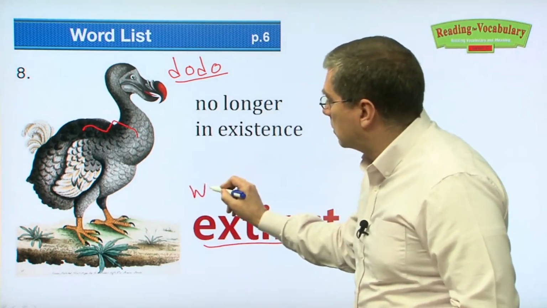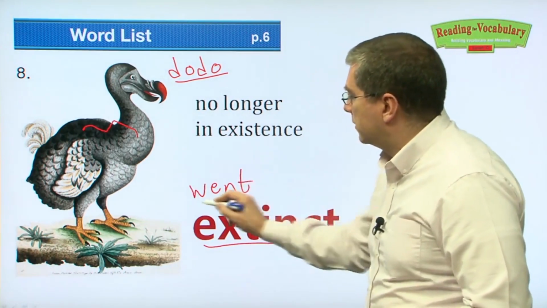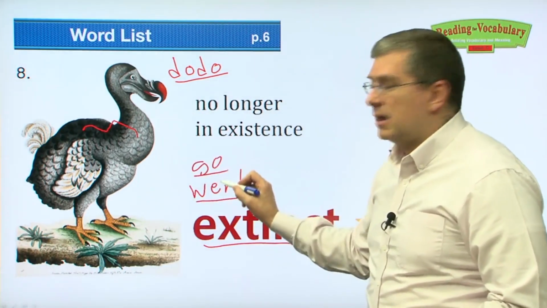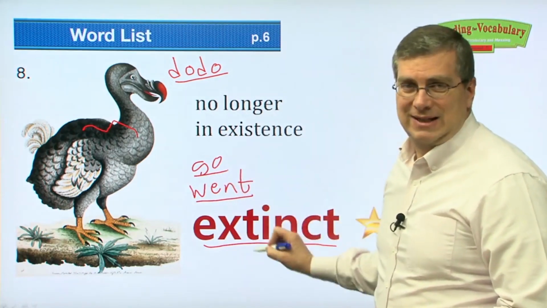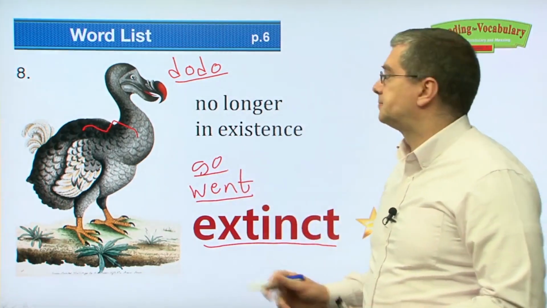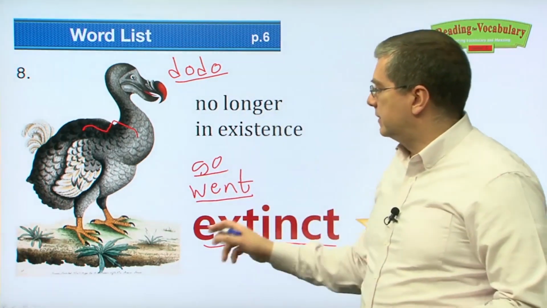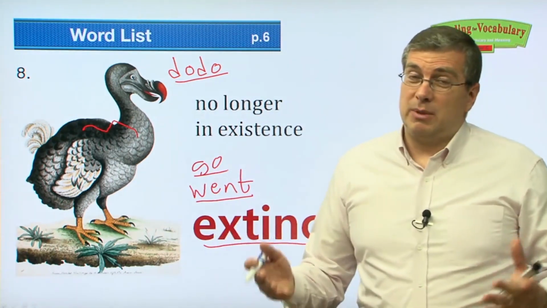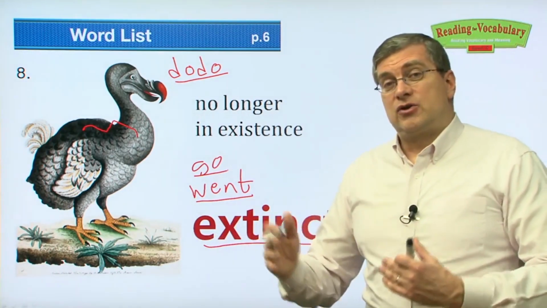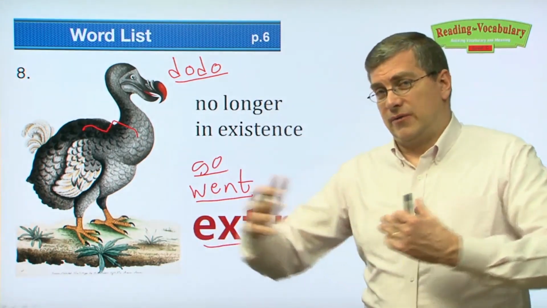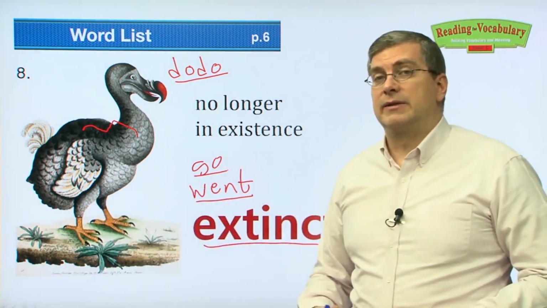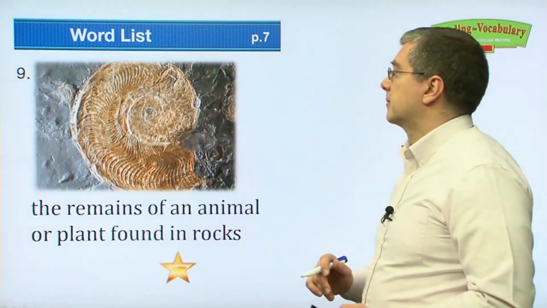So we can use the word go, this is past tense, right? To go extinct, the dodo bird went extinct, past tense, okay? No longer in existence is extinct. And many animals have become extinct over the history of the earth. The earth's history is very, very long. And many animals have gone extinct, many types of animals.